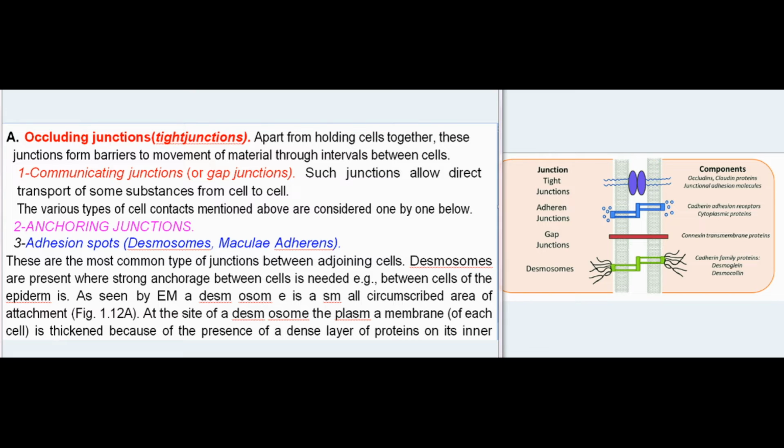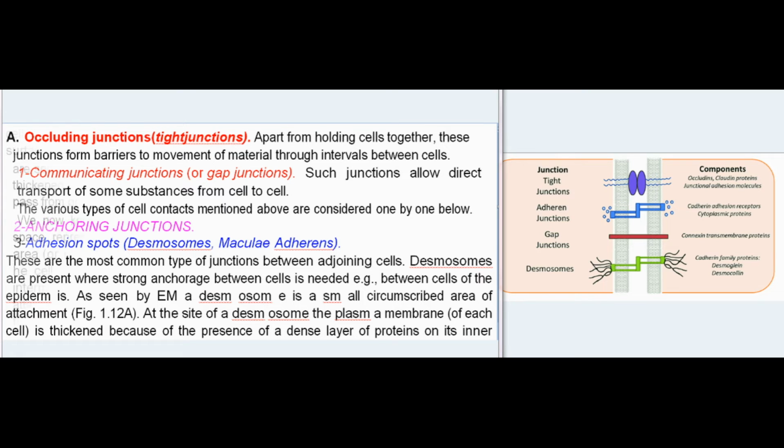Anchoring junctions. Adhesion spots, desmosomes, maculae adherens. These are the most common type of junctions between adjoining cells. Desmosomes are present where strong anchorage between cells is needed, for example between cells of the epidermis. A desmosome is a small circumscribed area of attachment, Fig 1.12a.